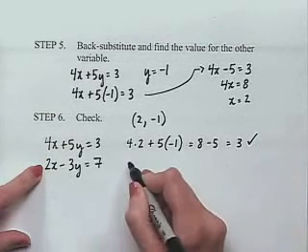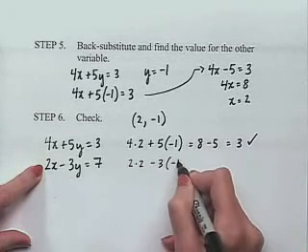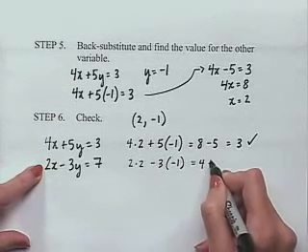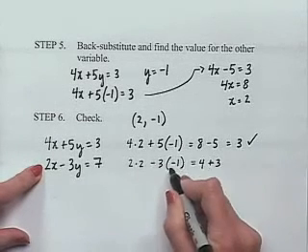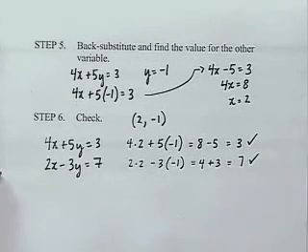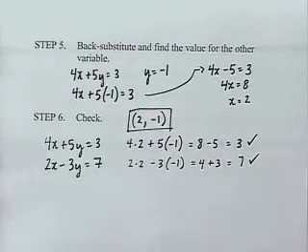In our second equation, we would have 2 times 2 minus 3 times negative 1. Let's evaluate this. We're going to have 4 plus 3, as we multiply, we have a subtraction of negative 3, which is plus 3, and that's going to give us 7, and that also works. So our solution of 2 comma negative 1 is correct.